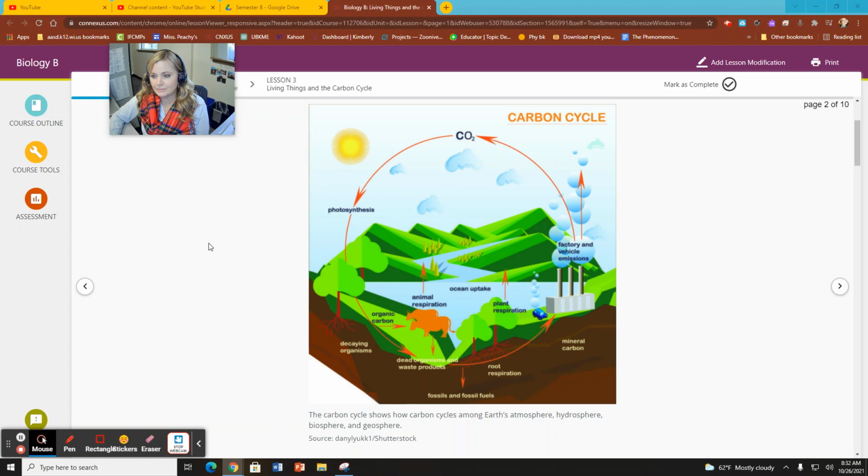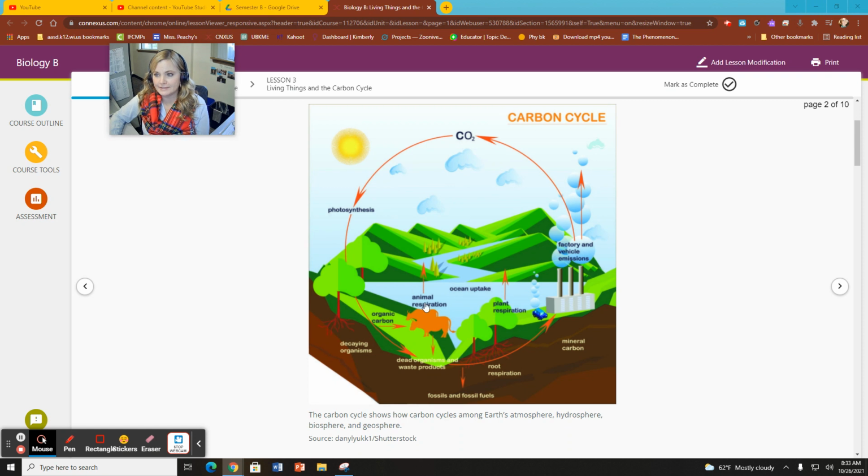So we can see here some potential sources. Those are the arrows that are pointing upwards. We have animal respiration, which is a natural carbon source. Plant respiration, which is also a natural carbon source. Keep in mind that all organisms that do cellular respiration give off CO2: plants, animals, fungi, etc. We also have our factory and vehicle emissions in this picture, which is another carbon source.